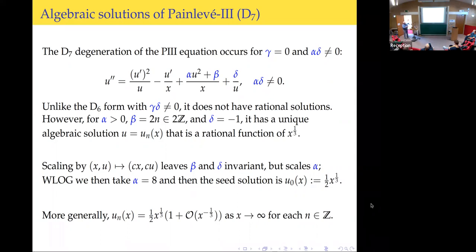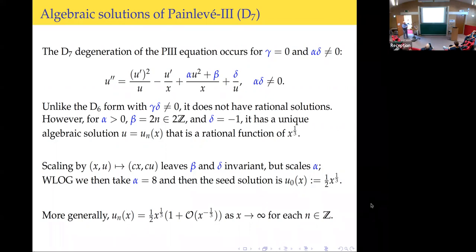We can simplify the problem a bit, because if you scale x and u by the same constant c, that has no effect on beta or delta, but it does affect alpha. So without any loss of generality, we could decide that alpha is equal to 8. That turned out to be convenient. In that case, the seed solution is exactly 1/2 times x to the 1/3. That's what happens when n is 0 and beta is 0. You get this function, 1/2 x to the 1/3.